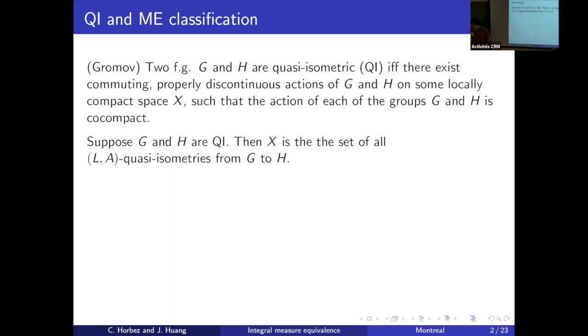Wait, where should I point? It should be working.